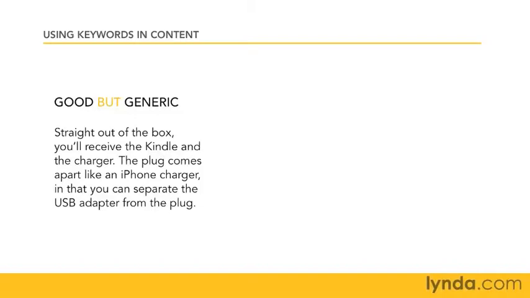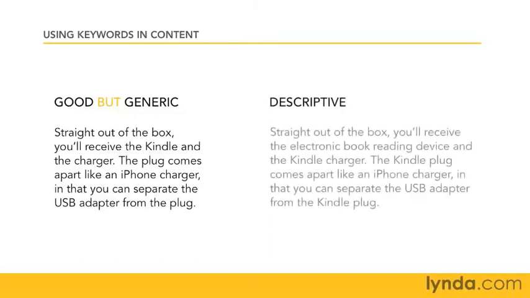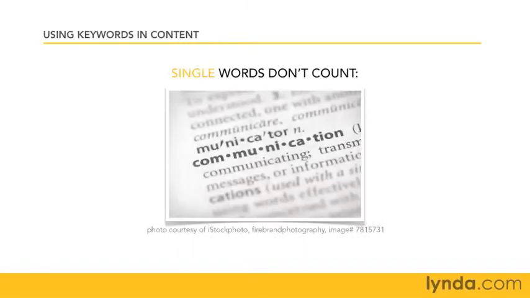Well, let's see how we can take this one small paragraph, 2 sentences, and turn it into a nice keyword-rich paragraph. Still 2 sentences. Straight out of the box, you'll receive not just the Kindle, but the electronic book reading device itself. And not just a charger, but a Kindle charger. Then we say the Kindle plug, because it's not just a plug, it's a Kindle plug, comes apart like an iPhone charger in that you can separate the USB adapter from the, what kind of plug? Kindle plug. It's as simple as that to get lots of keyword phrases into just a couple of sentences just by being more descriptive.